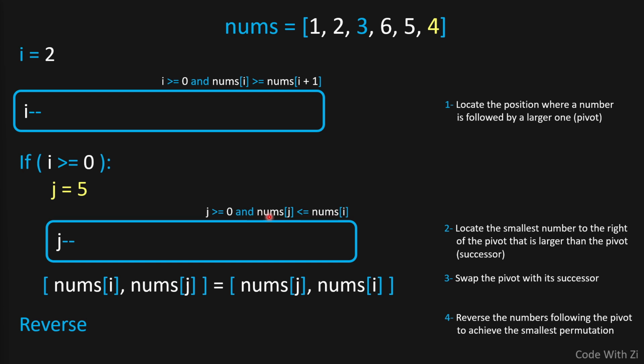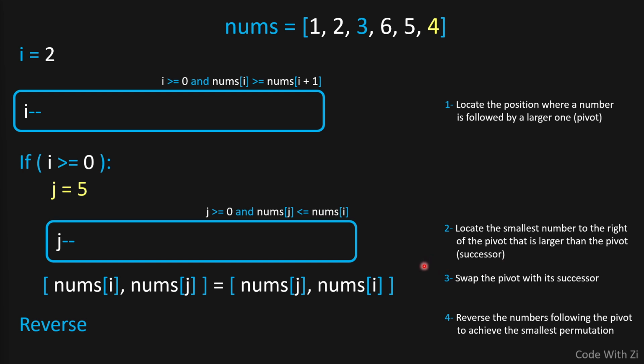And we want nums of j, meaning 4, because this is the number that j is pointing to, to be smaller than the number that i is pointing to. Well, 4 is not smaller or equal to the number that i is pointing to, which is 3. So this condition is going to be false, and we're not going to decrement j, and we're done with our second step, and we have our successor.